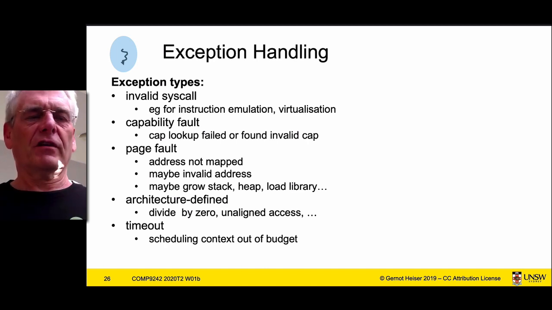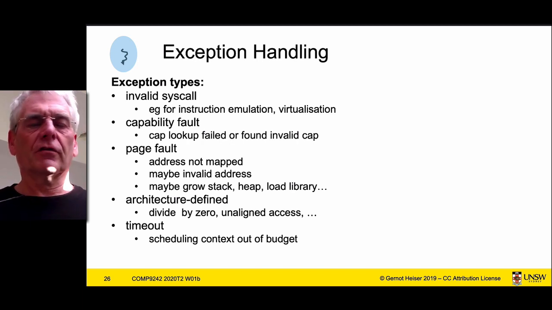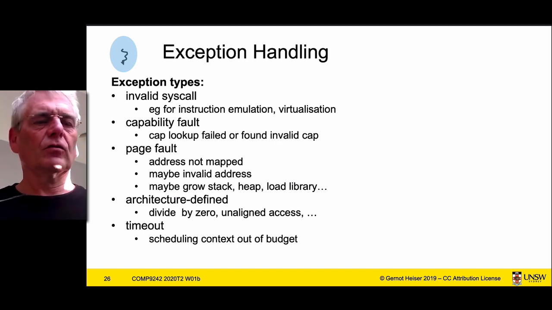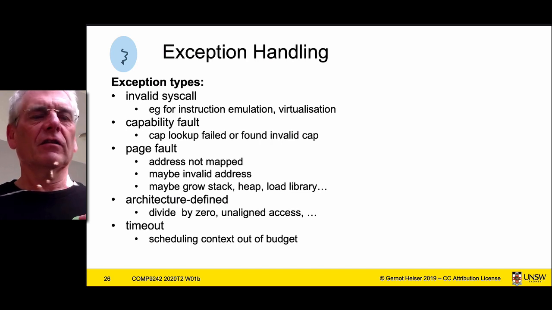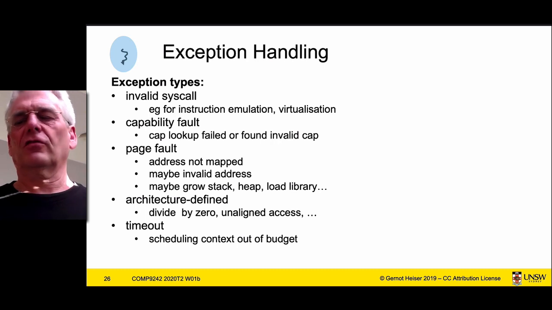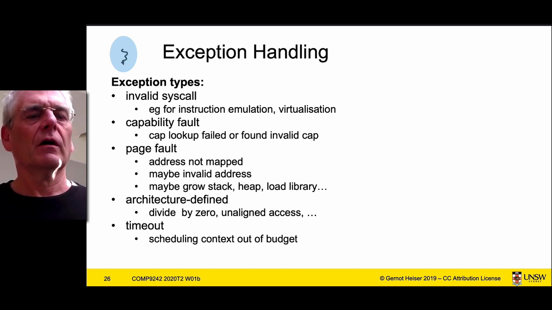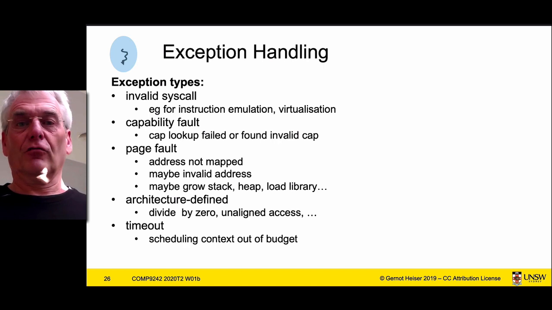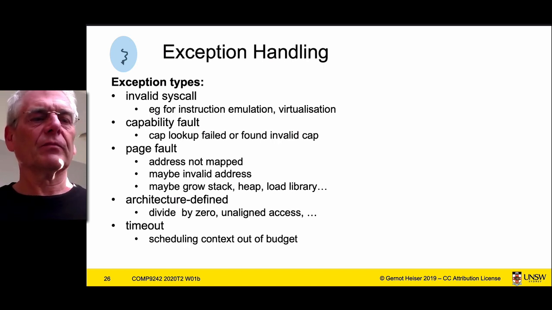Sometimes this represents a bug, basically an instruction that doesn't exist, but it can be used for instruction emulation. For example, if you have a processor that doesn't have an FPU, a floating point unit, then you can still execute floating point instructions by causing a trap and letting the exception handler emulate the floating point instruction. So this is how soft floating point works. And the same approach is used for virtualization. So invalid syscalls can actually be useful, but they can also represent just invalid code.